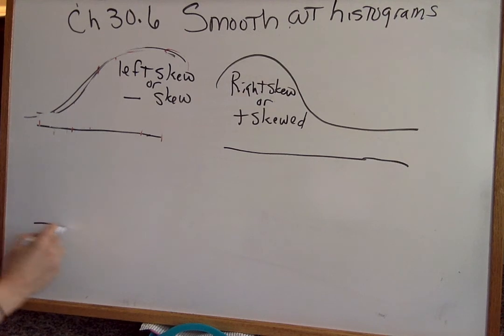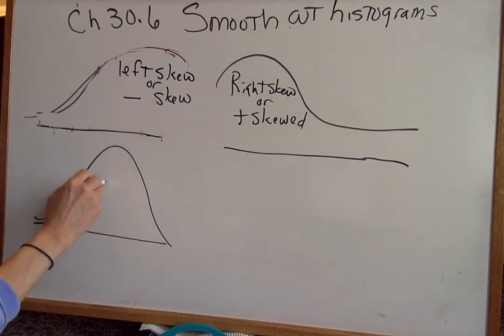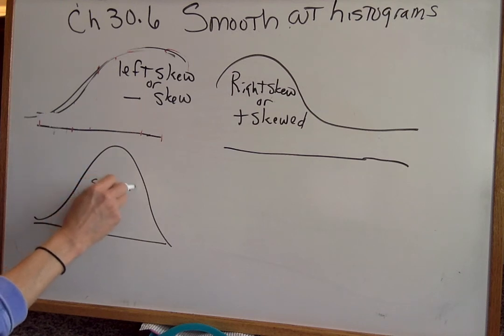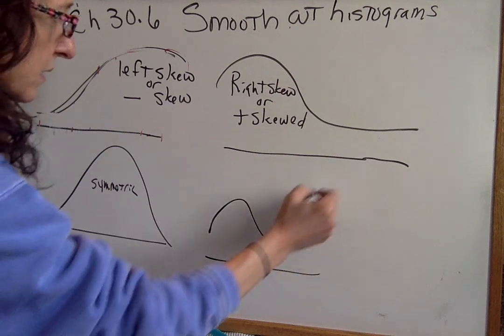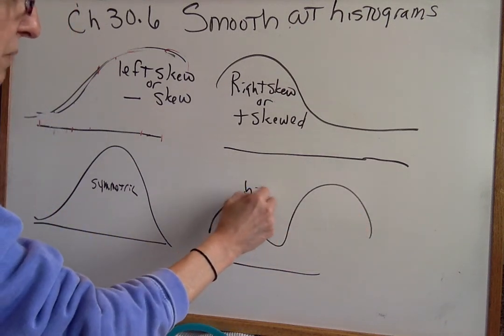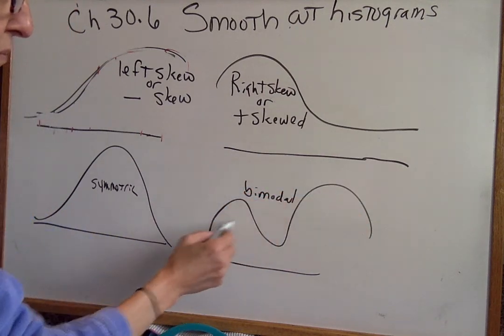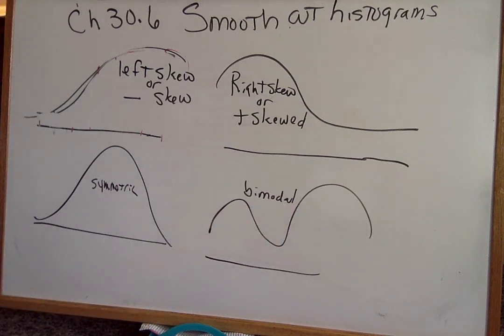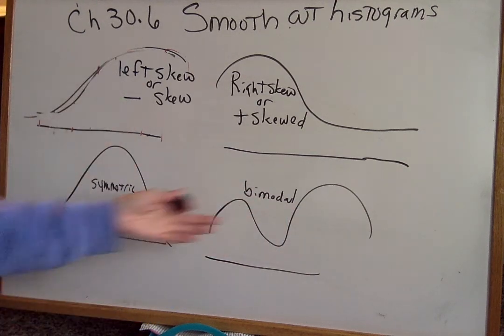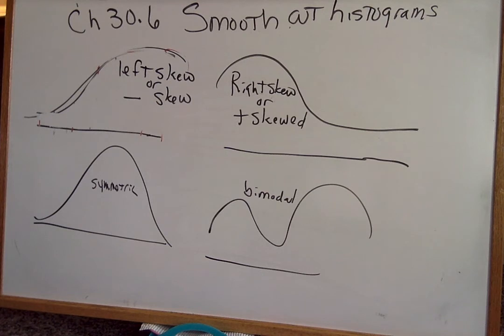Then we have, make sure you can see this, symmetrical. Oh, I drew that probably the best I've ever done. Symmetrical. And then just a quick reminder about bimodal. Bimodal, the two humps do not have to be different heights. They can be the same height. It's just trying to show you that there's two piles, okay?